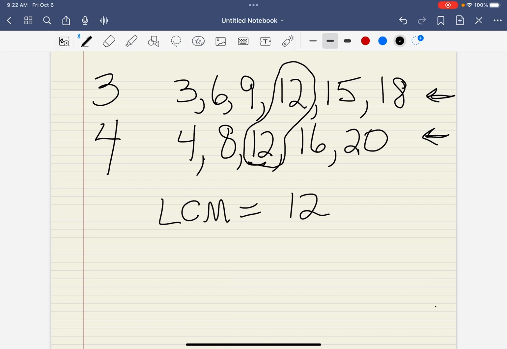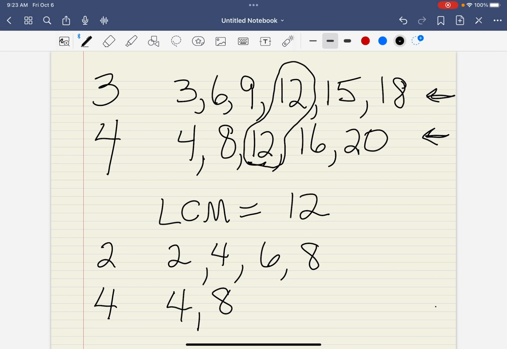Okay, so you're going to list multiples of each number, and then you'll go back and see which one is the smallest one. So now they want us to find the least common multiple for 2 and 4. Okay, so we do the same thing. 2 times 1 is 2, 2 times 2 is 4, 2 times 3 is 6, 2 times 4 is 8. Now we'll go back for 4. 4 times 1 is 4. I really don't need to go any farther because 4 is in this list and it's in this list. So that is the least common multiple.